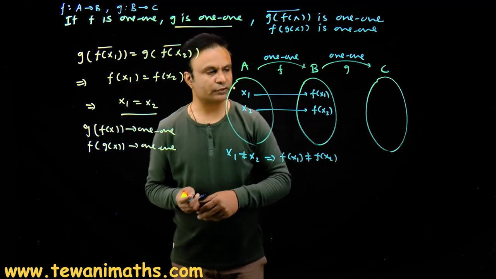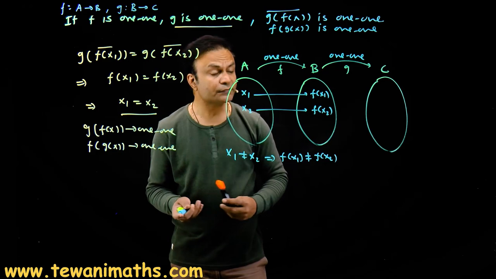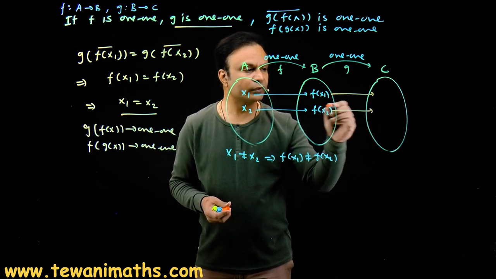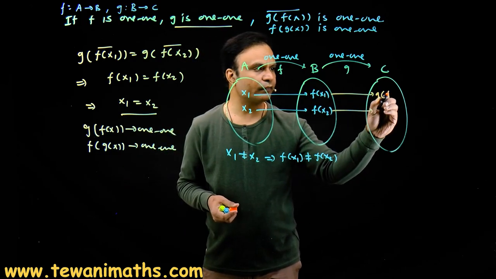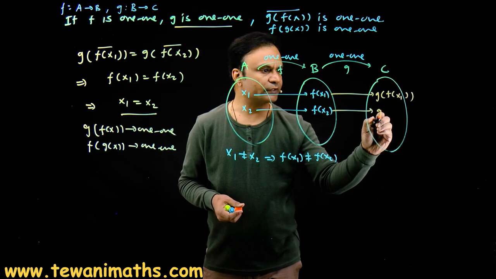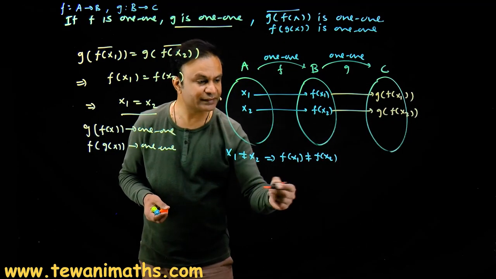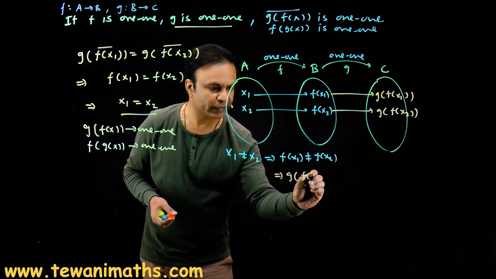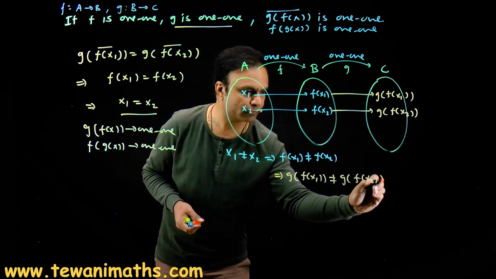Now come to this function. Here we have two pre-images, f(x1) and f(x2). And since function g is 1-1, we have here two different values for these two different pre-images, that is g of f of x1 and g of f of x2. That means f(x1) is not equal to f(x2). This implies g of f of x1 not equal to g of f of x2.